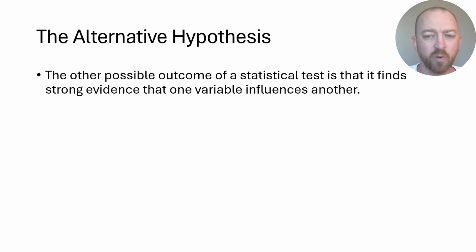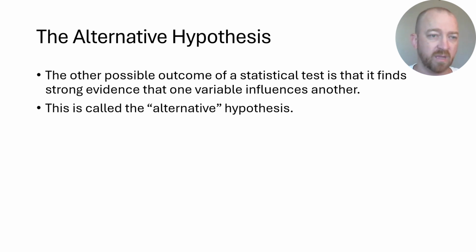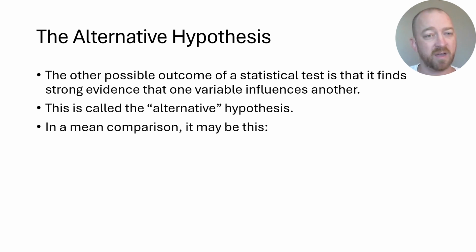Now, some tests have more than one alternative hypothesis. I'll get into that later. But right now, the alternative hypothesis suggests that there was some influence of the independent variable on the dependent variable. Okay, so we call it the alternative hypothesis. And in a mean comparison, in other words, in a t-test, which we haven't really talked about yet, but we'll get into, it looks something like this, right?